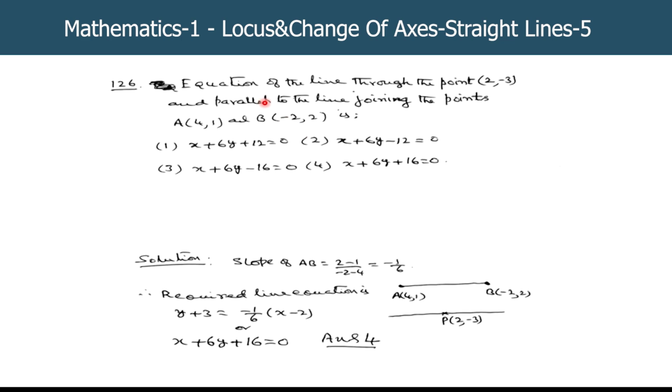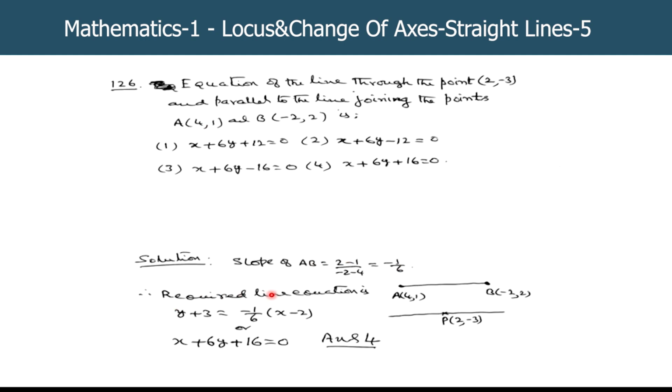126. The equation of the line through the point (2, -3) and parallel to the line joining the points A(4, 1) and B(-2, 2) is: 1) x + 6y + 12 = 0, 2) x + 6y - 12 = 0, 3) x + 6y - 16 = 0, and 4) x + 6y + 16 = 0. Now, the slope of the line AB, where A is (4, 1) and B is (-2, 2), is simply minus 1 by 6.